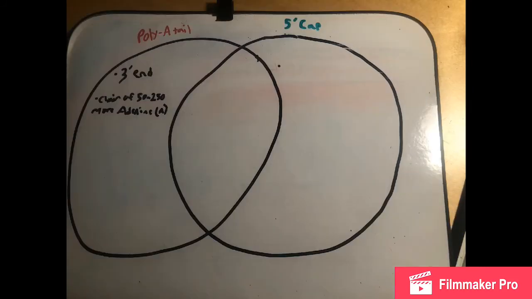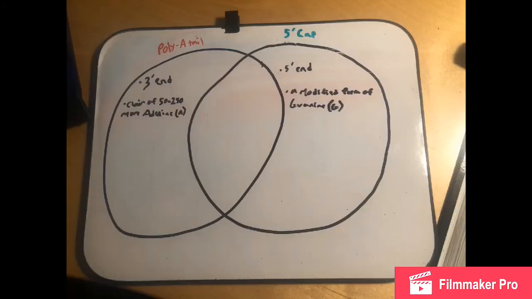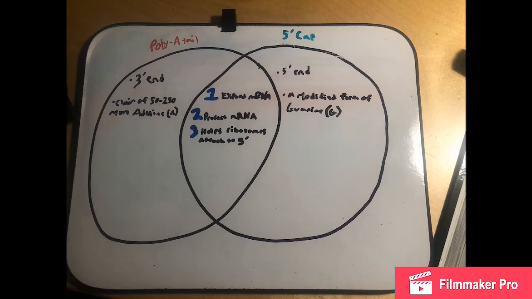The poly A tail is on the 3' end of the strand and is a chain of 50 to 250 more adenine. The 5' cap is on the 5' end and is a modified form of guanine. They both are used during the export of mRNA. They both protect the mRNA, and they both help ribosomes attach to the 5' end.